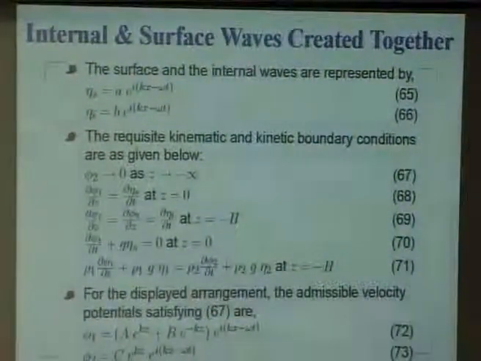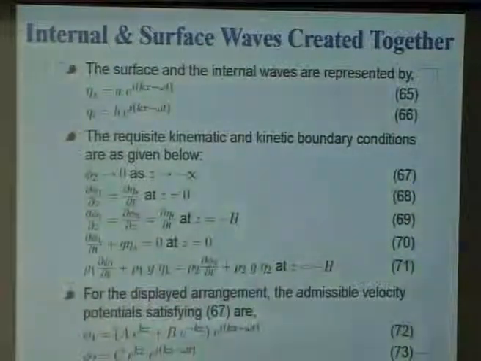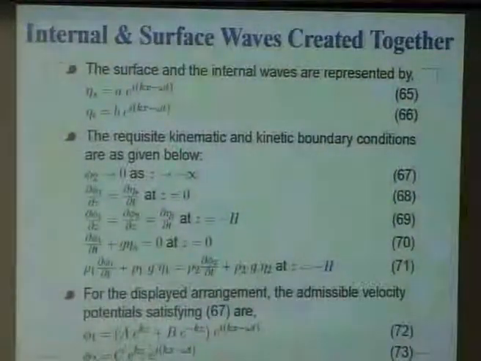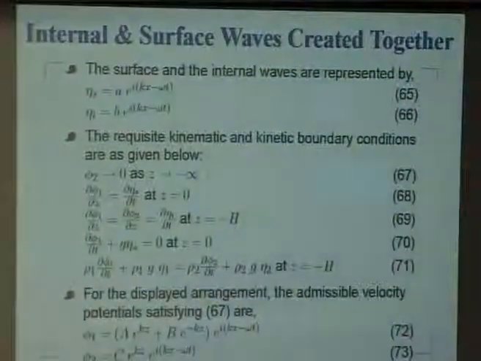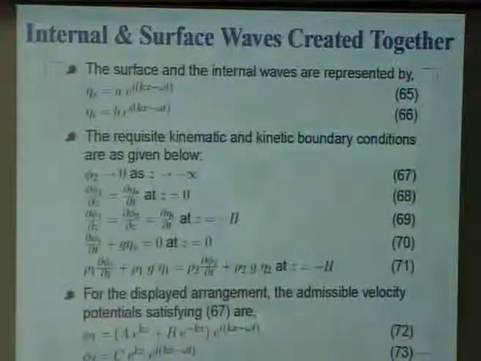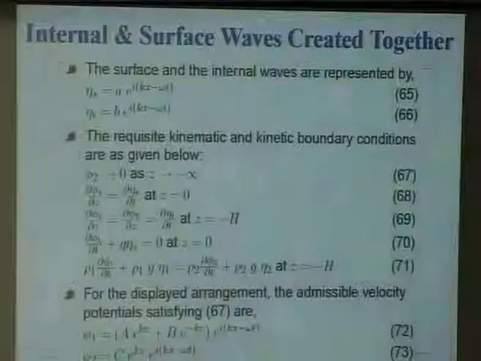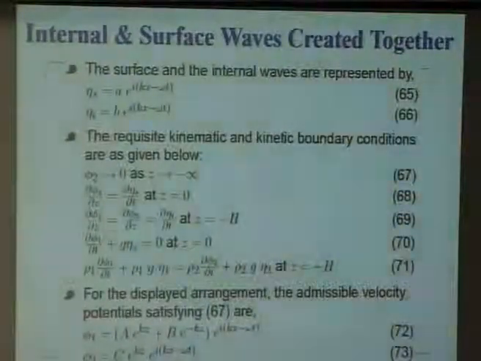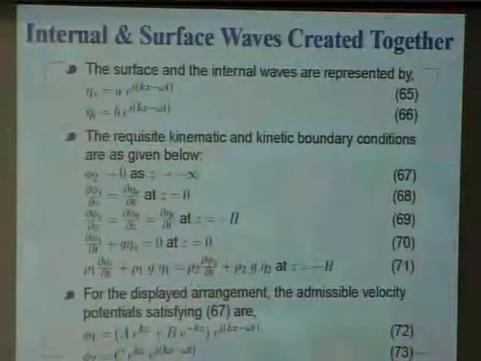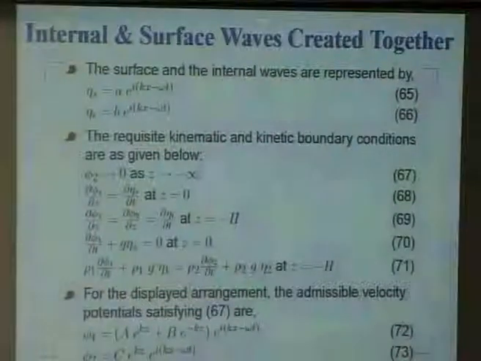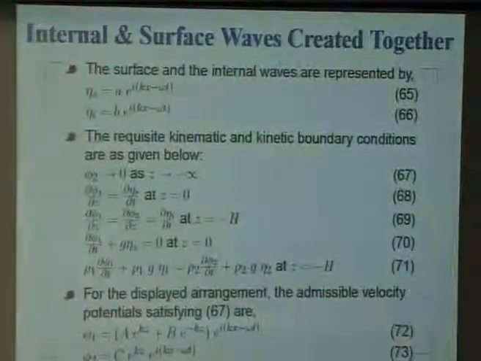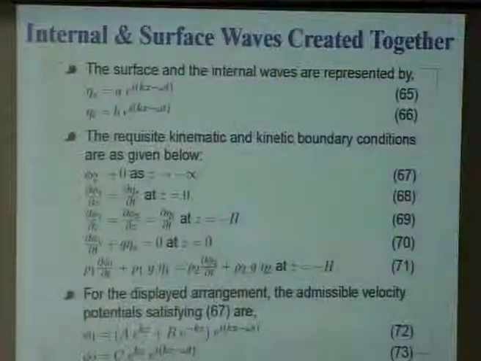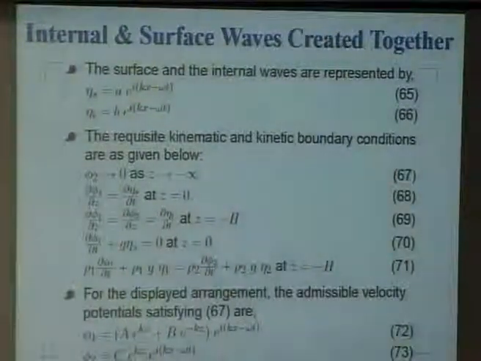So, now in this kind of a scenario, if we define the surface and the internal displacement in terms of the amplitude A, and put in the same kind of trial solution, we will find out how omega and k are related. Now, once again you would have to satisfy boundary conditions.